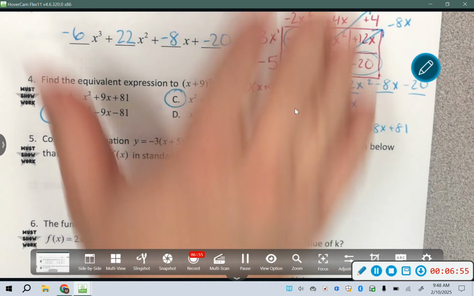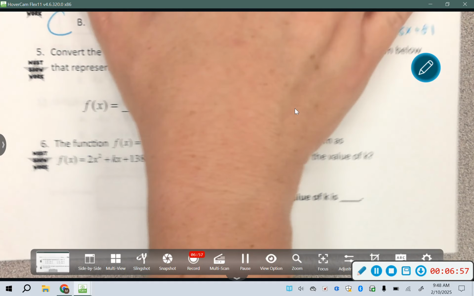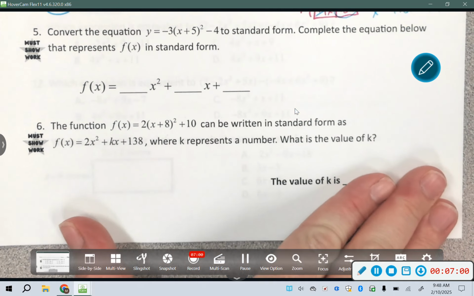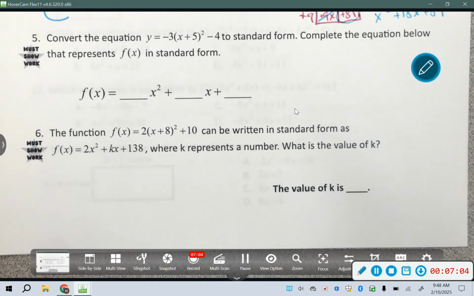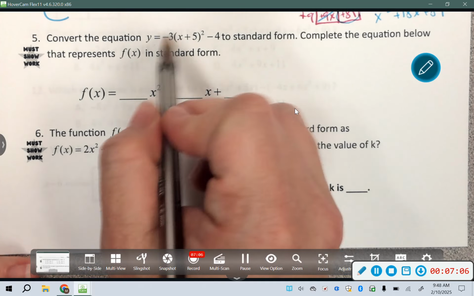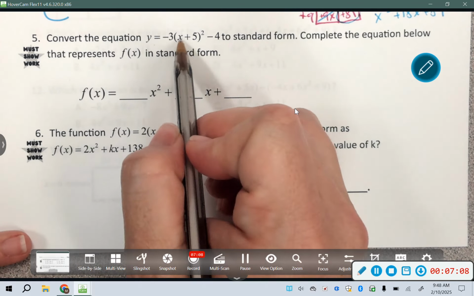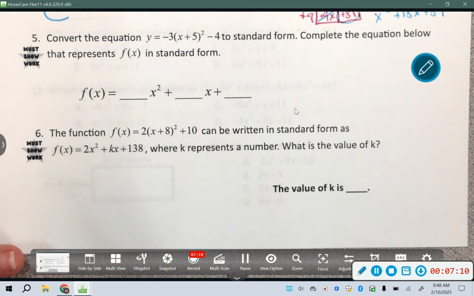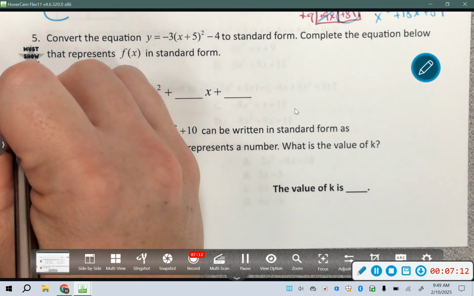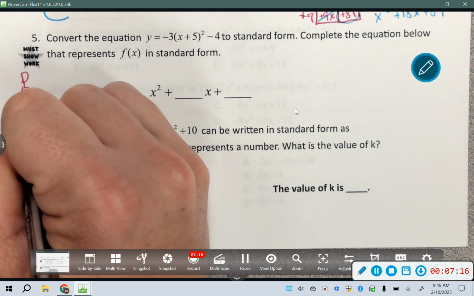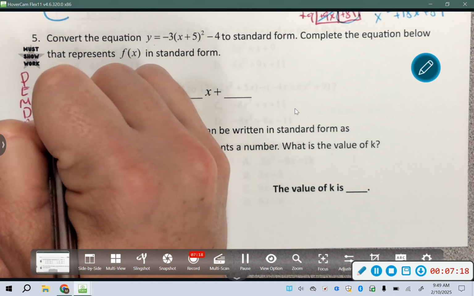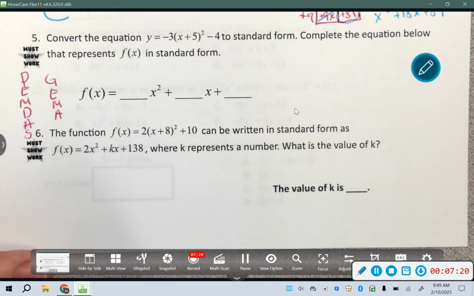Okay, number 5 and 6 are a lot alike. They just kind of ask the same question differently. So we're going to do the same thing. So we have convert the equation y equals negative 3 times x plus 5 squared minus 4. So remember, we talked about either PEMDAS or GEMMA, whichever one you learned. They're the same thing in the end.